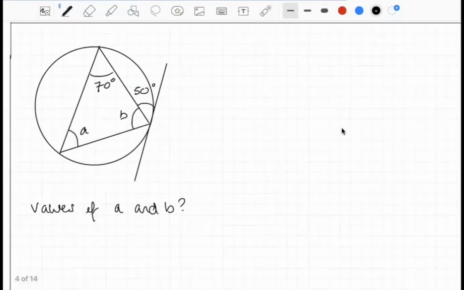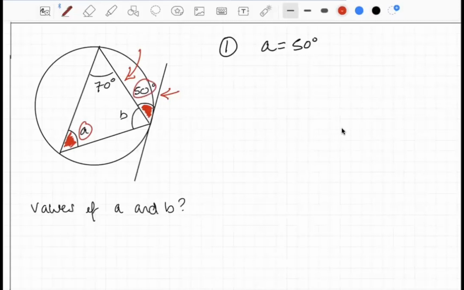Question 3. What are the values of A and B? So the first thing I see is that A is going to be 50 degrees. And this is because the angle between the chord and a tangent to a circle, so this one here, is equal to the angle in the alternate segment, so this one here. So A is going to equal 50 degrees.